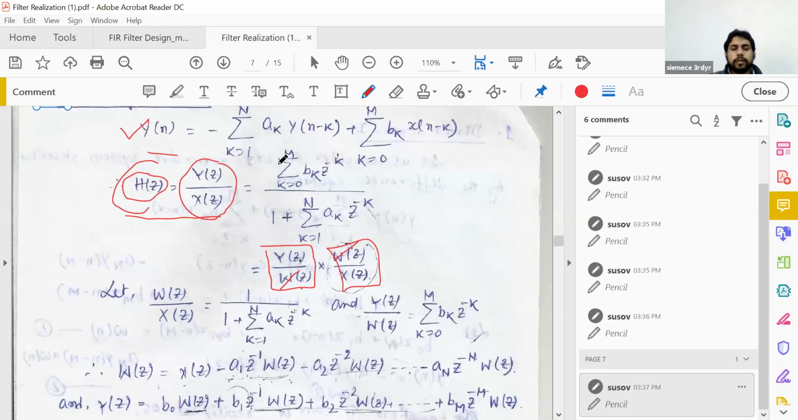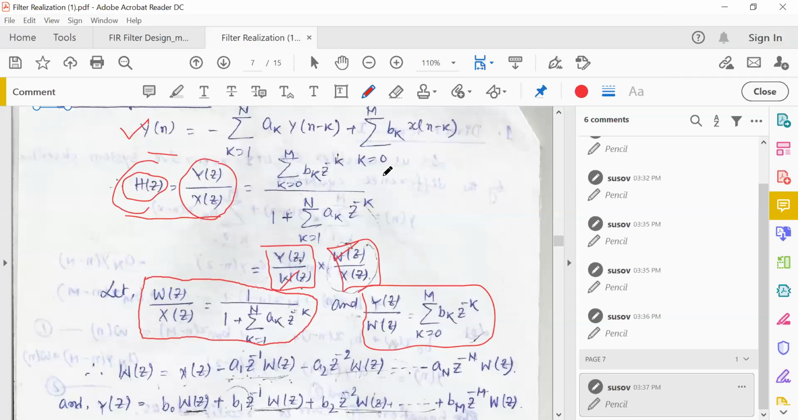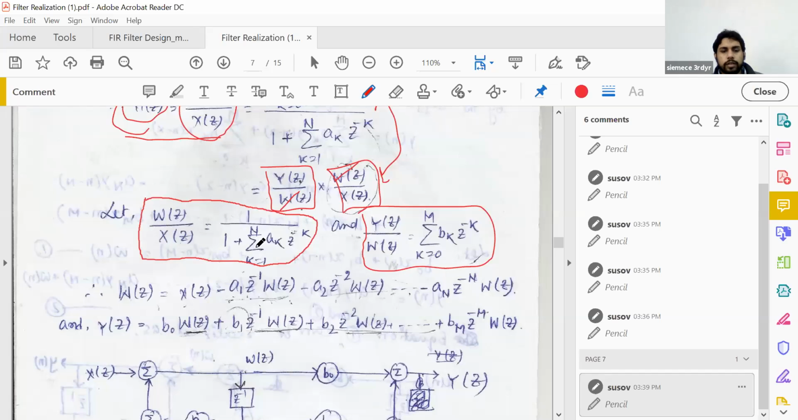Then, if we compare, W of z by X of z is this one, and Y of z by W of z is this one. If we compare these two equations, it is easily understandable what we have written. Now we just multiply and expand this summation. For this I get this equation, and for the second I get this equation. So these are the two equations I received.